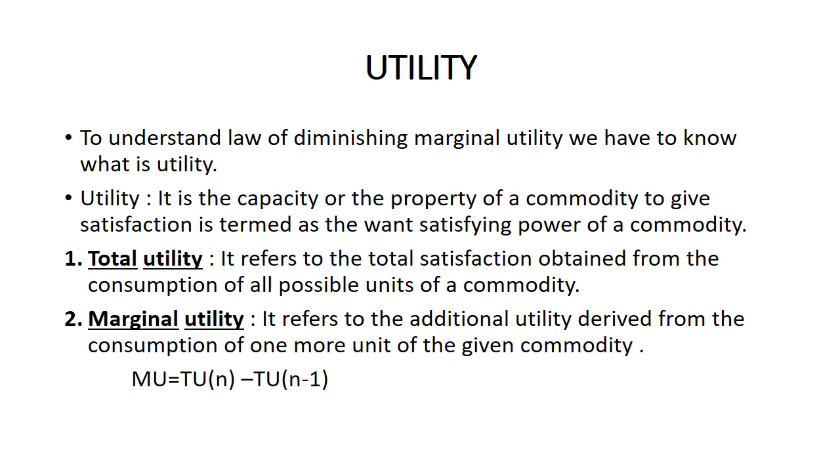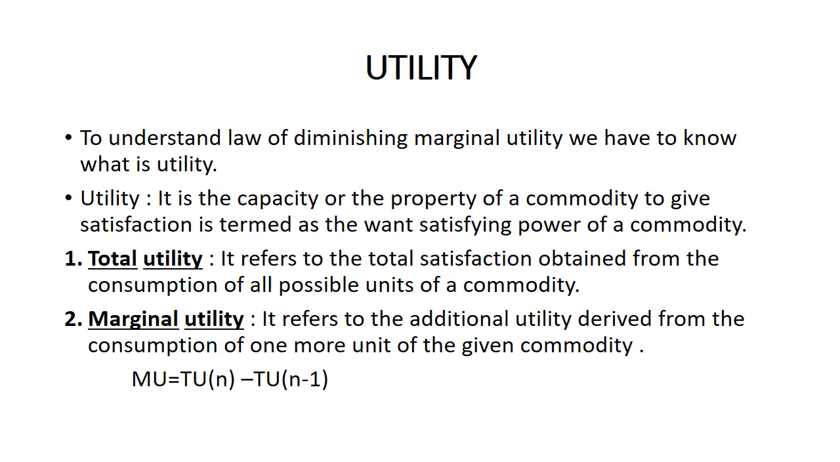The normal definition to understand utility is that it is basically a feeling of satisfaction which a person gets after consumption of certain commodity. Now, further bifurcation of utility has two categories, that is total utility and marginal utility. Now the first one is total utility. Total utility basically refers to the total satisfaction obtained from the consumption of all possible units of a commodity.